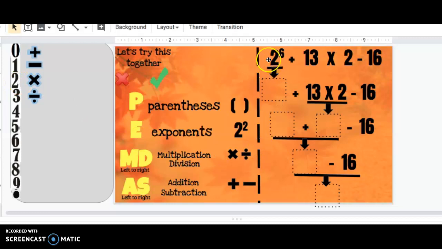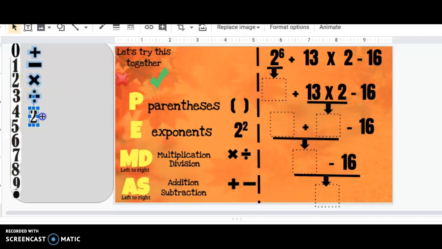So let's begin. So our problem is 2 to the 6 plus 13 times 2 minus 16. So looking at 2 to the 6, that means we're doing 2 times 2 times 2 times 2 times 2 times 2. That means we have 6 2's we have to multiply. So we're going to sit and write that out.